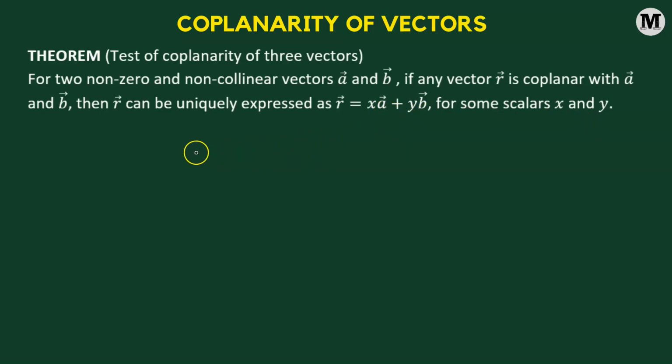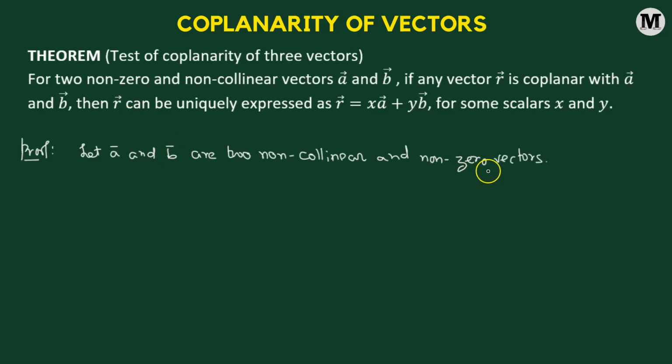Okay, now let's try to understand this proof. So here we'll start by first assuming that A vector and B vector are two non-collinear, non-zero vectors. Non-zero vector means they both have some magnitude, and non-collinear means the supports are not the same. They don't have the same support. Or in other words, A vector and B vector are not going to point in the same direction. So we can consider two vectors A and B such that the initial points coincide, and they are also non-collinear.